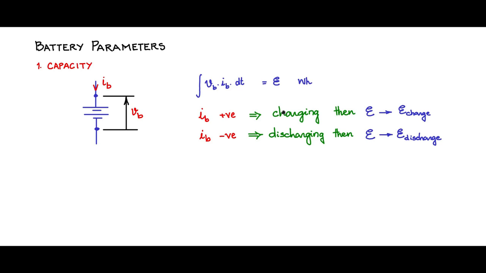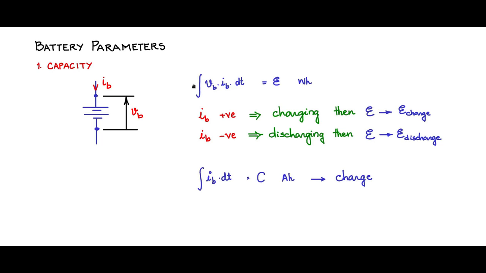However, you can also talk of the capacity in terms of charge, Coulombic charge. The integral of IB dt is nothing but C, and it is ampere hour. Ampere hour is nothing but the charge, so it's the charge capacity. People use this definition also to indicate the capacity of the battery.